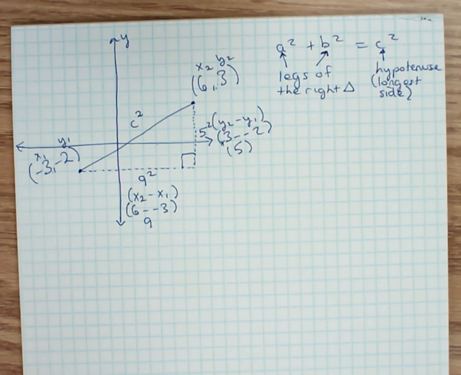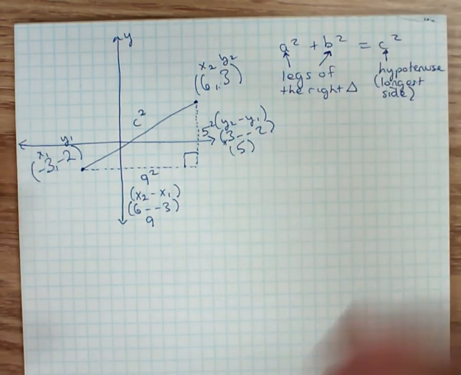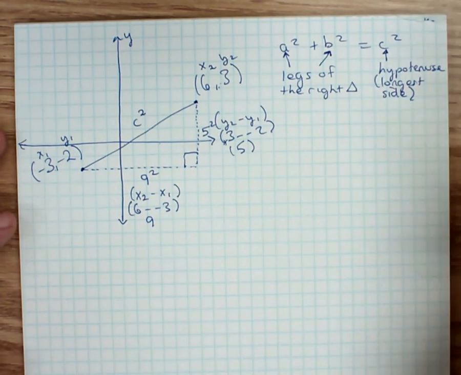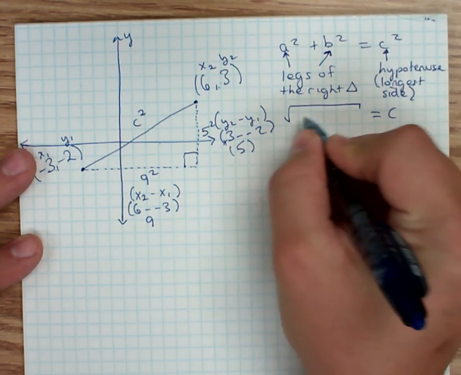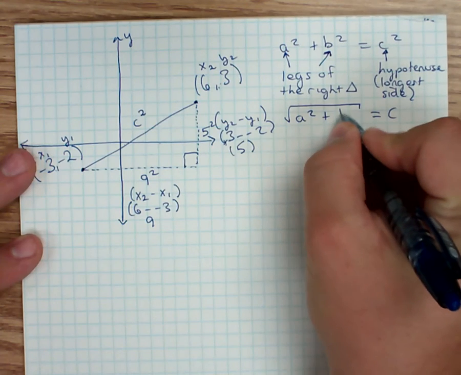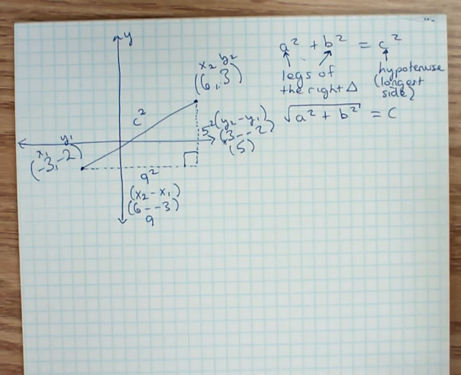And if I want to have a formula that just directly gives me c, I would have to take the square root of both sides, because that's the opposite of a square. So c would equal the square root of a squared plus b squared. So I applied a square root to both sides. The square cancels. Does everyone follow me so far?